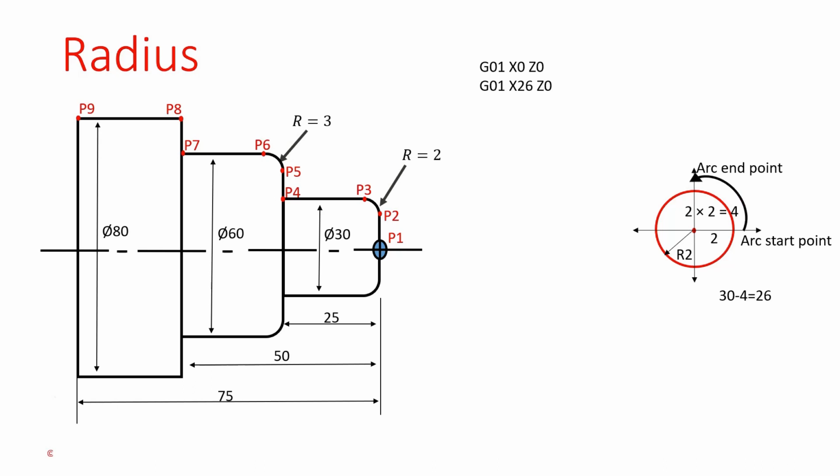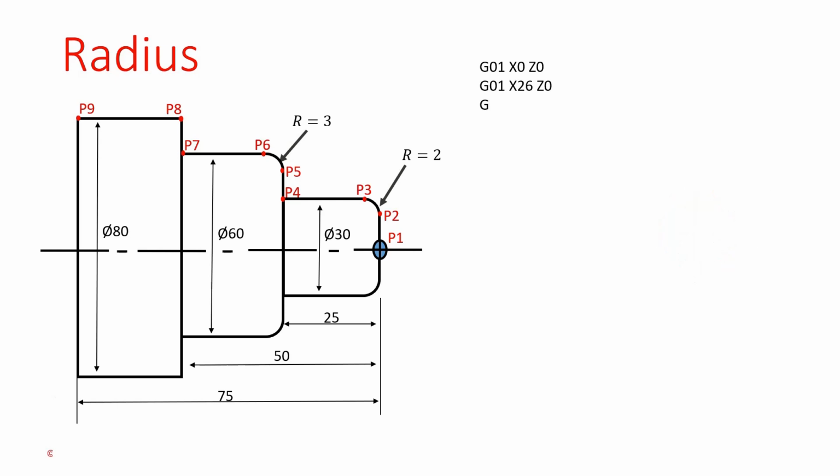Up to now, we are using the G01 code, because those points are linear motion. But at this point, it is circular motion in the anti-clockwise direction. This motion code is G03. The P3 point value is G03, X30, Z-2, CR equals 2. CR means circular radius. Our arc radius value is 2. Without radius values, we can't create arcs or circles. That's why I define the CR value.